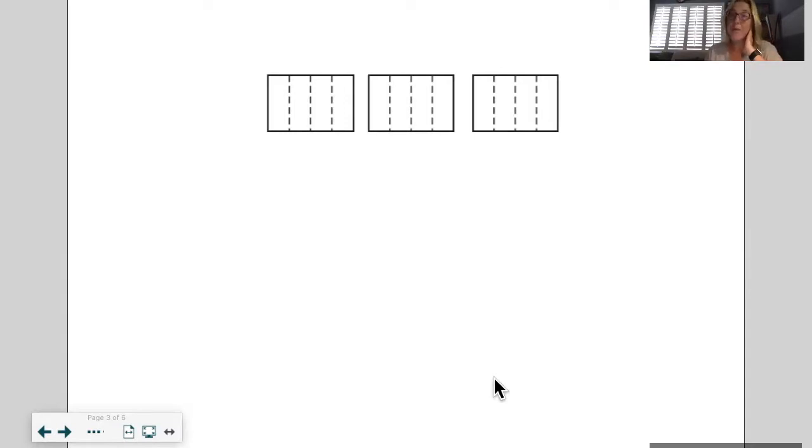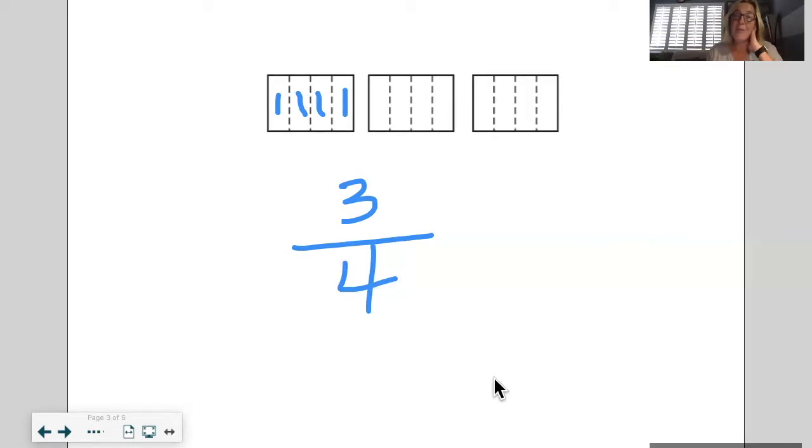Well, the way I'm going to think about it is that I see there are 3 wholes, right? So we're taking 3 and we're dividing it by how many equal parts? Well, you can see each one is divided into 1, 2, 3, 4 parts. This demonstrates 3 divided by 4.